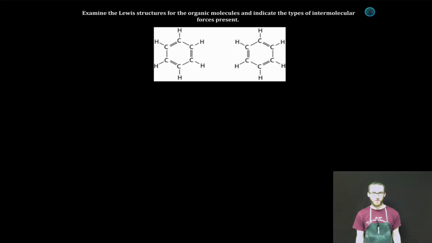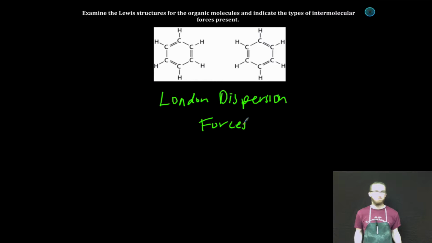Examine the Lewis structures for the organic molecules and indicate the type of intermolecular forces present. In this first example, we've got a couple of benzene rings. Great example of a cyclic hydrocarbon made up of just carbon and hydrogen atoms. So when it's just carbon and hydrogen, the bonds are considered nonpolar, and therefore we don't have any strong type of dipole-dipole interaction. However, because benzene rings have electrons, we will have London dispersion forces. Boom. And that is the only type of intermolecular force that we're going to see between two molecules of benzene.